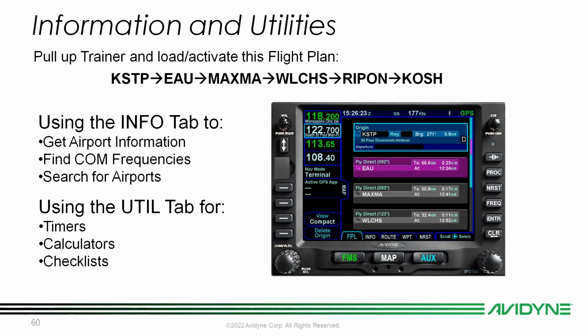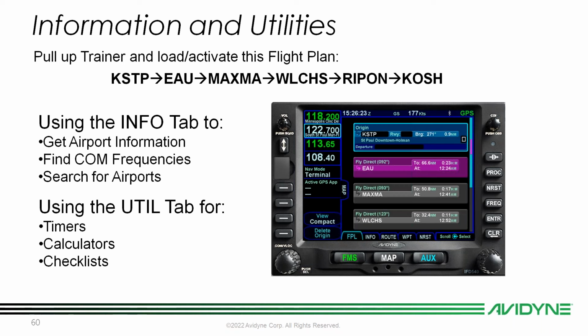If you were with me last week, this looks really familiar. This is basically, if I remember, our 2-OSH flight plan. So if you've got IFD Trainer and you still have that, you can go ahead and load that flight plan and activate it. And if not, this is going to be that flight plan. We're going to take off from St. Paul downtown. We're going to hit up the EAU VOR. We're going to go Maxima, Wilches, Ripon, and Kosh.